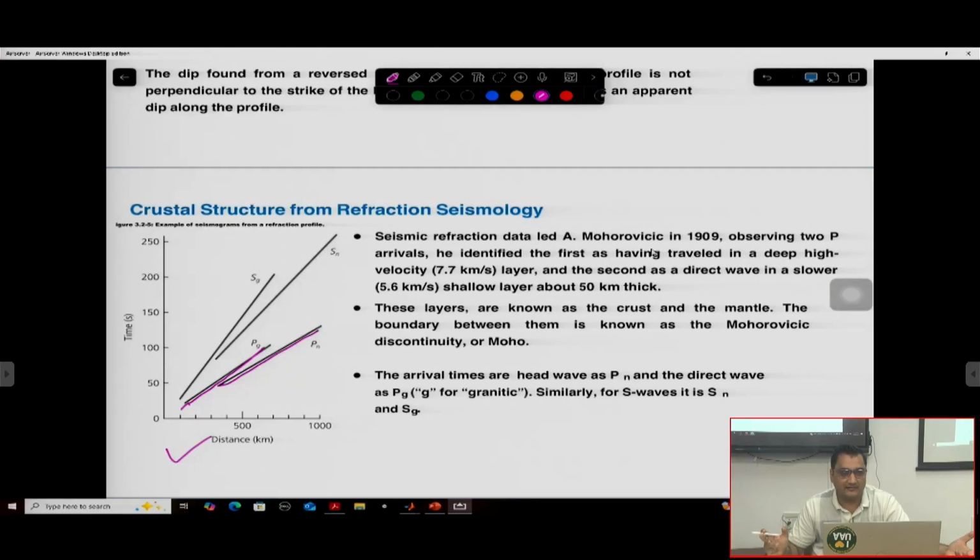G means granitic. He calculated their slopes and found the velocities, which came out to be 7.7 kilometer per second and 5.6 kilometer per second. So he observed a significant velocity contrast between these two layers, and he called the boundary between them the Mohorovičić discontinuity. The same feature he observed for the shear wave as well. That is how he was able to find out the depth of the Mohorovičić discontinuity at the location of the survey, and also the average velocity of the crust and the average velocity of the upper mantle.